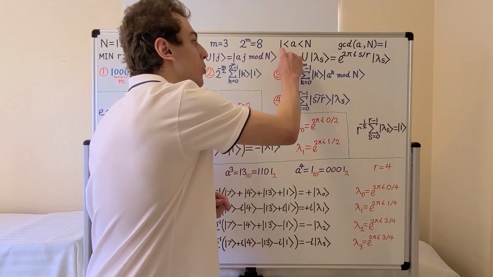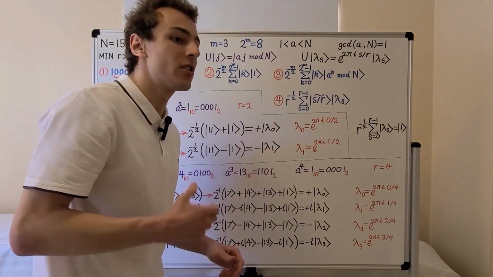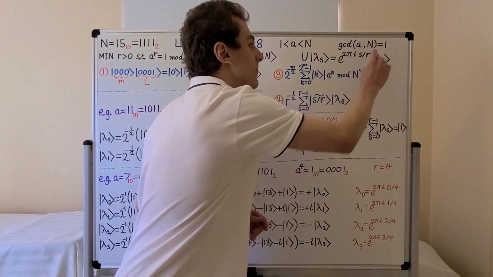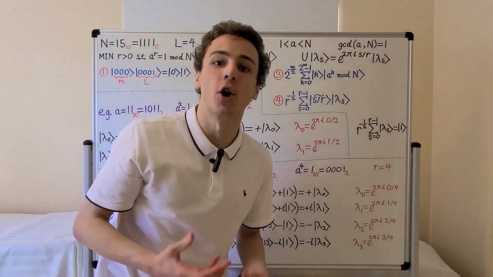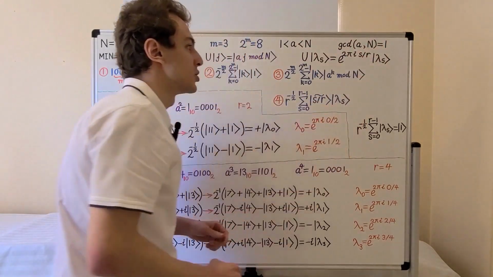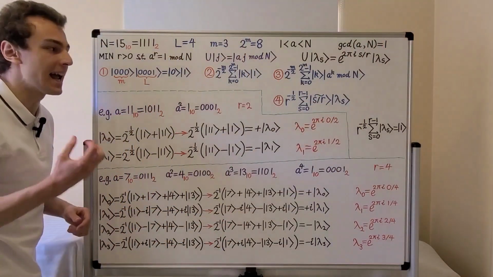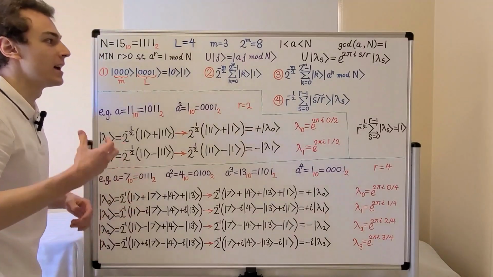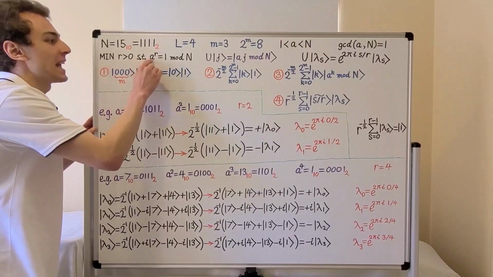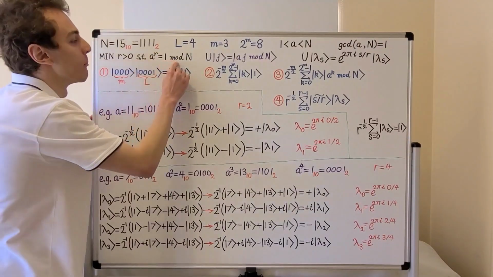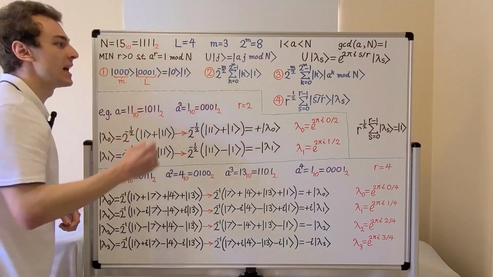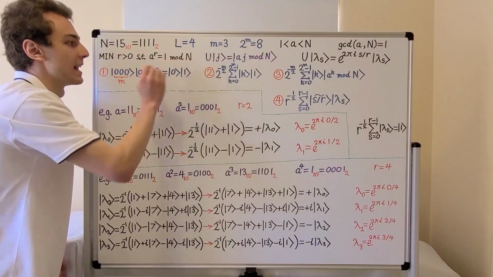a has to be between 1 and n, and the greatest common divisor of a with n is equal to 1. In other words, a and n are co-prime. So this is the kind of guess we're looking for. If we take those two inputs, a and n, the goal of the order finding algorithm is to find the minimum positive integer r such that a to the r is equal to 1 mod n. And we call this minimum integer that satisfies this condition the order of a mod n.